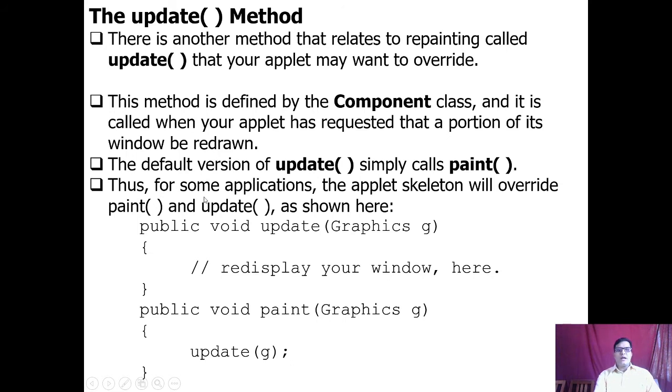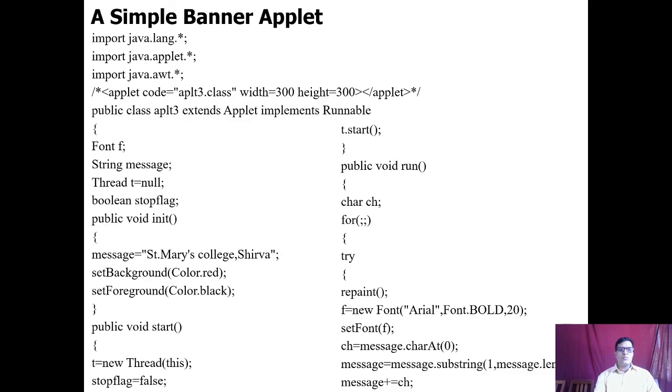So paint and update are shown here. Public void update(Graphics g). Here you redisplay your window, and if you want to redisplay, you are supposed to call the paint method. Please observe here, public void paint(Graphics g). As we know, this is the display method, right? Graphics g is the display method. By using this graphics, you are calling this update method. Whenever you are updating this content, the content will be refreshed and whatever the updated information will be displayed on your browser.